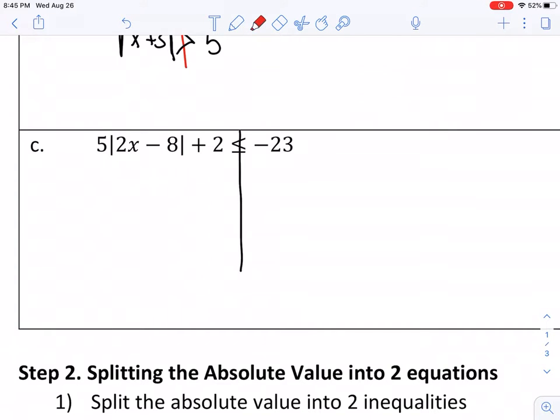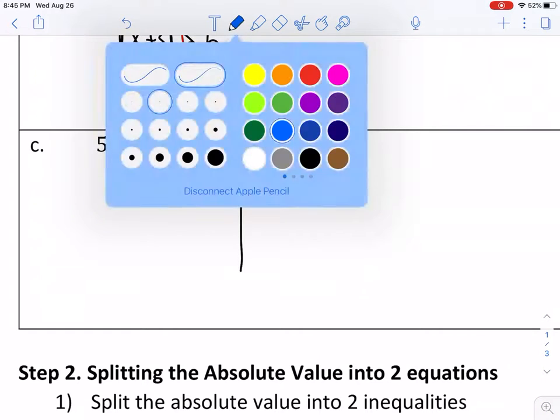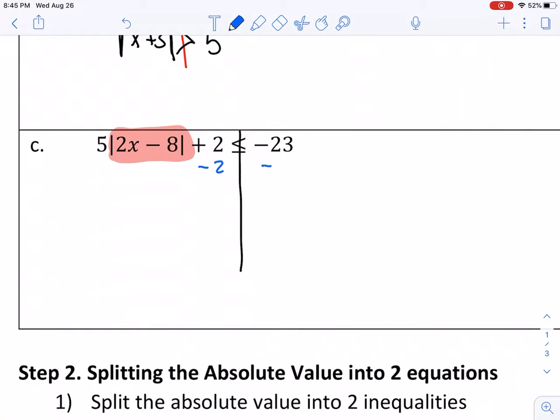Again, my absolute value is everything inside these bars. So I need to move the 5 and the 2, and I'm going to get rid of the 2 first. That will give us negative 25. I'm rewriting, these canceled out, is less than or equal to 5 times the absolute value of 2x minus 8.